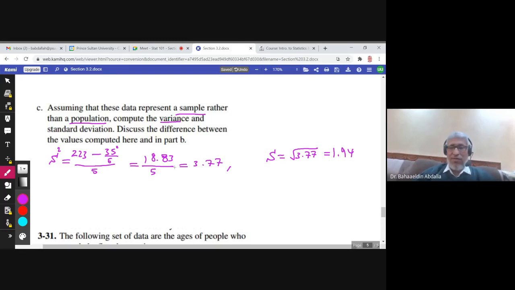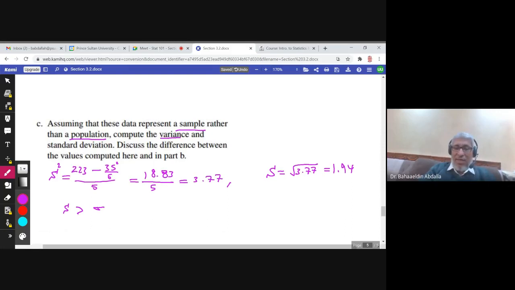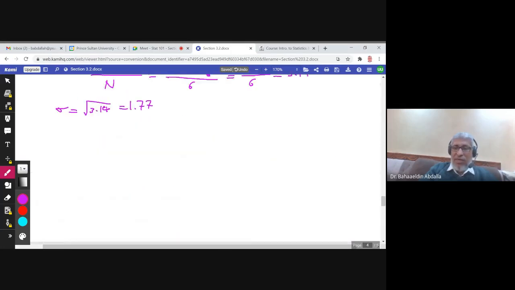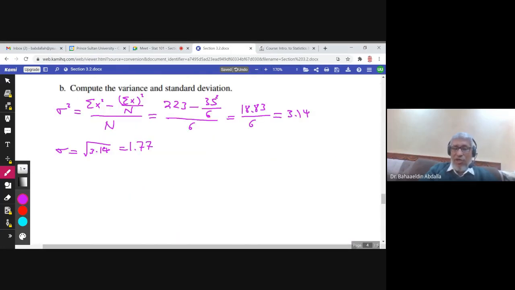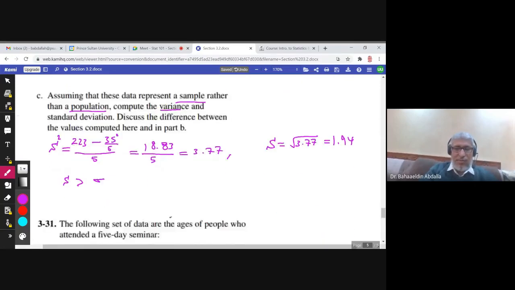Discuss the difference. You can notice that S is greater than sigma, or you can write it in words. You say that the sample standard deviation is greater than the population standard deviation.